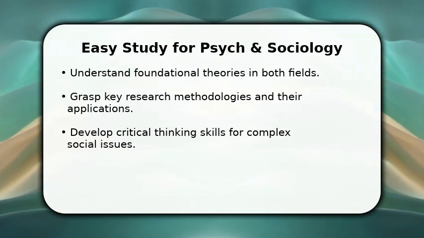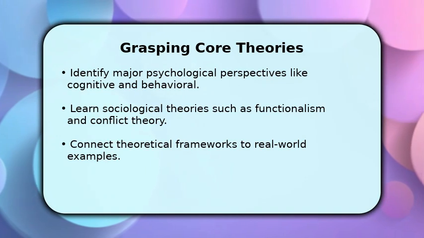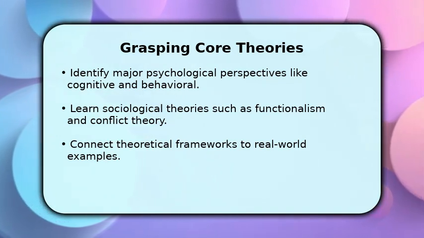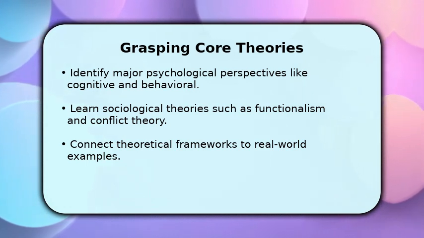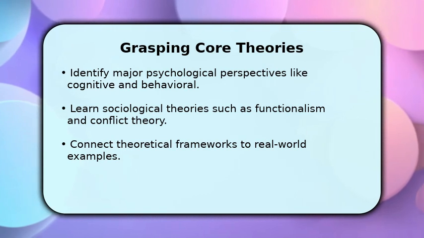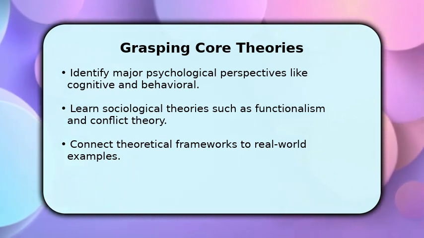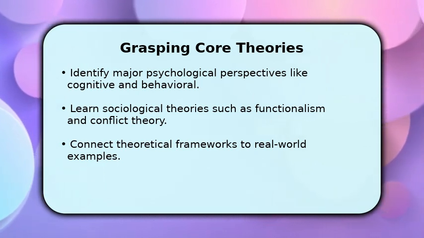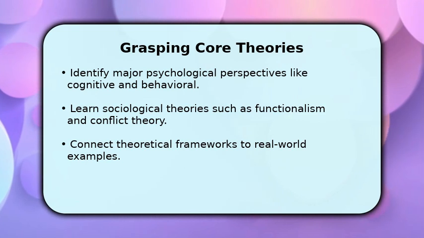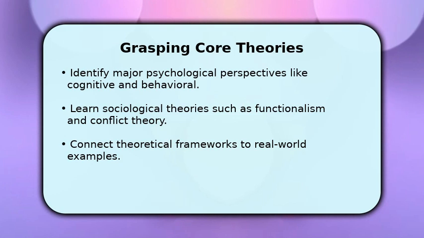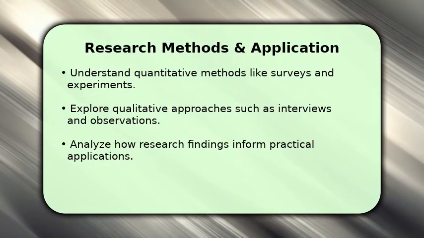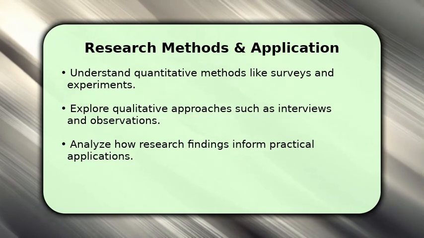both disciplines. When tackling core concepts, begin by categorizing theories. In psychology, explore perspectives like psychodynamic, cognitive, and humanistic, each offering a unique lens on the human mind. For sociology, delve into structural functionalism, conflict theory, and symbolic interactionism, which explains societal organization and change. Try to find at least 2 real-world examples for each theory to solidify your understanding. This active engagement helps you see how these abstract ideas manifest in everyday life, making them much easier to remember and apply.